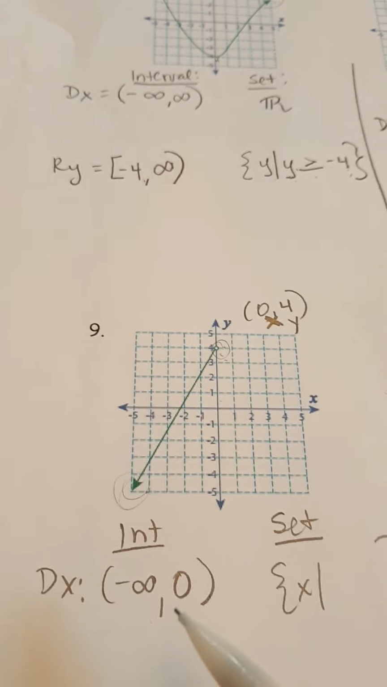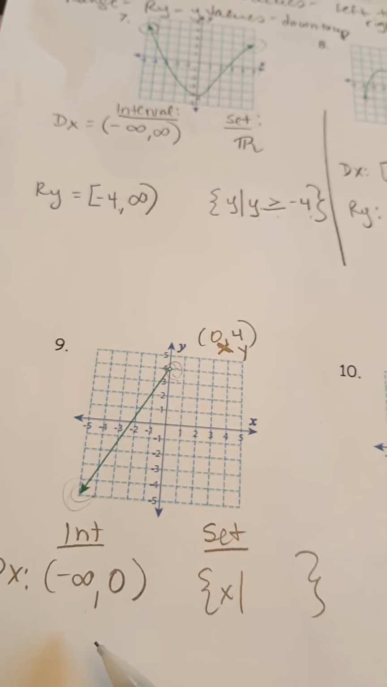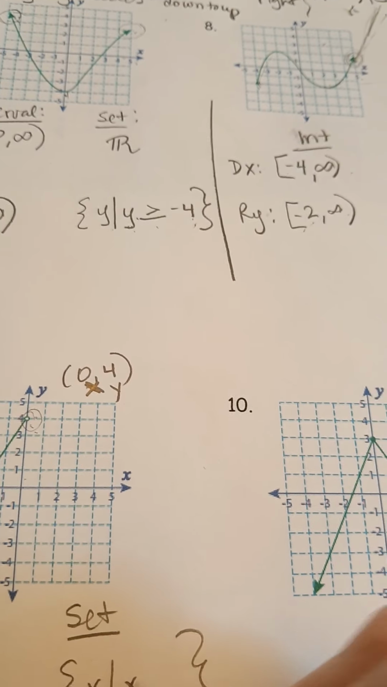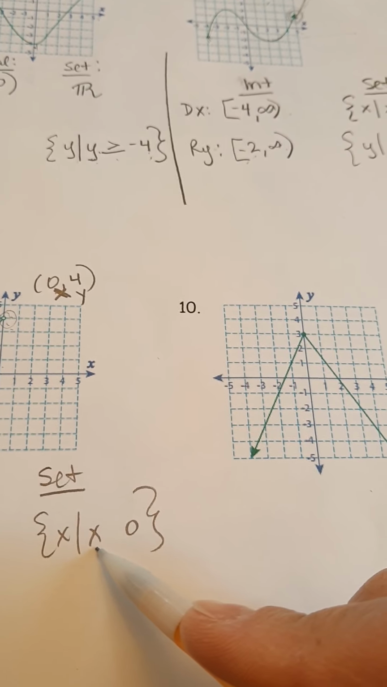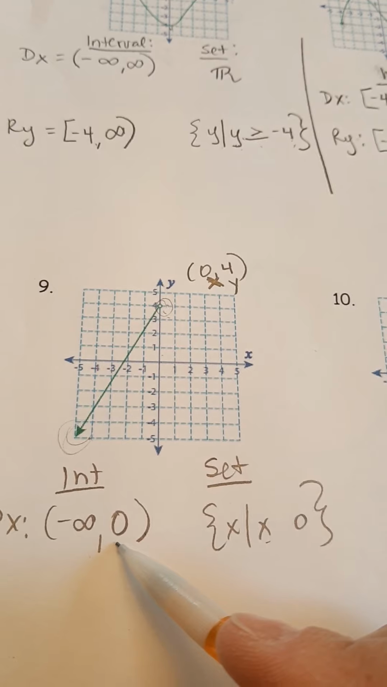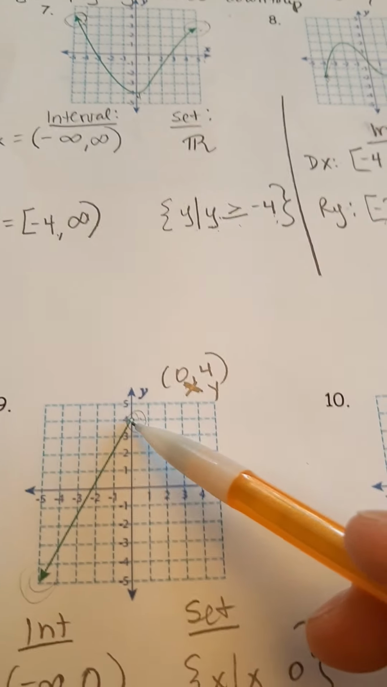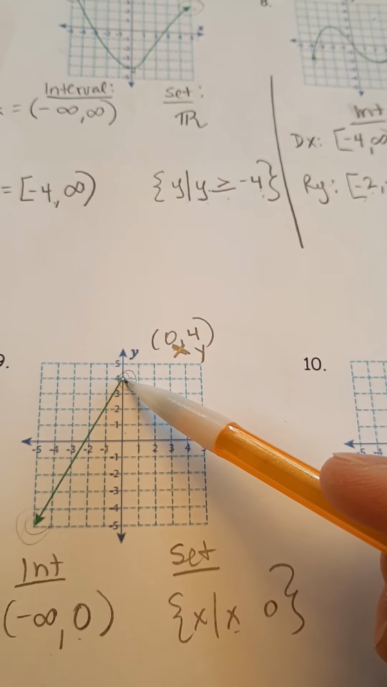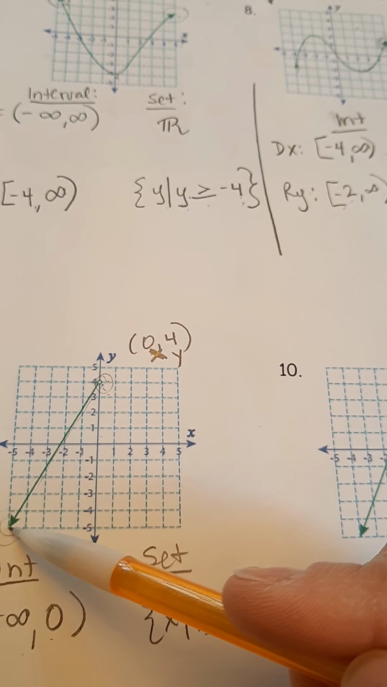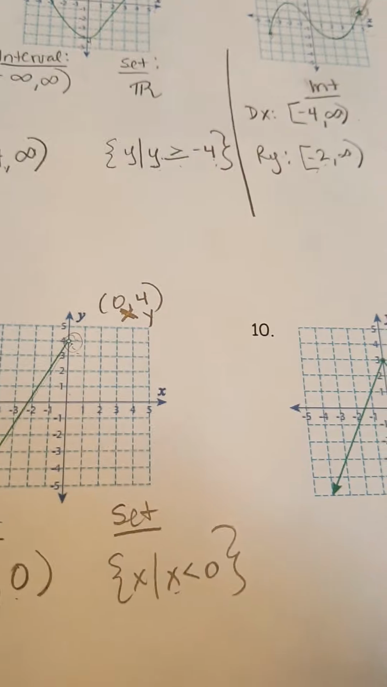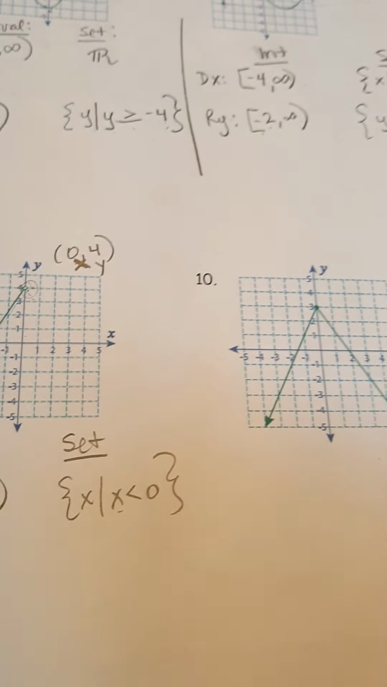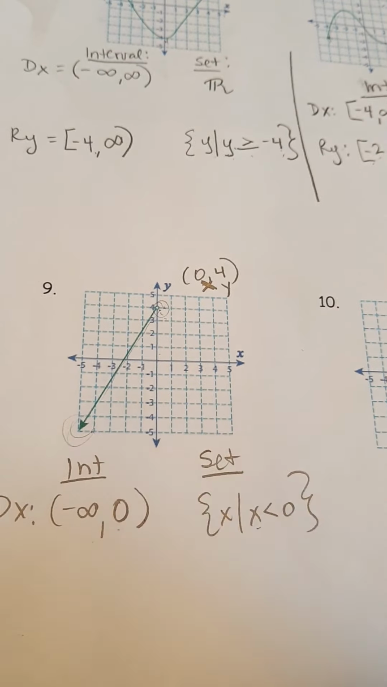So here we have infinity with a number. For set notation, I'm putting the variable x because it's domain, and the number we established was 0. Now we have to figure out, are the x values getting bigger or smaller from this point? Well, they're going to the left, so that means they're less than, and I'm not putting the line because it's an open circle. So it's just less than, not equal to.